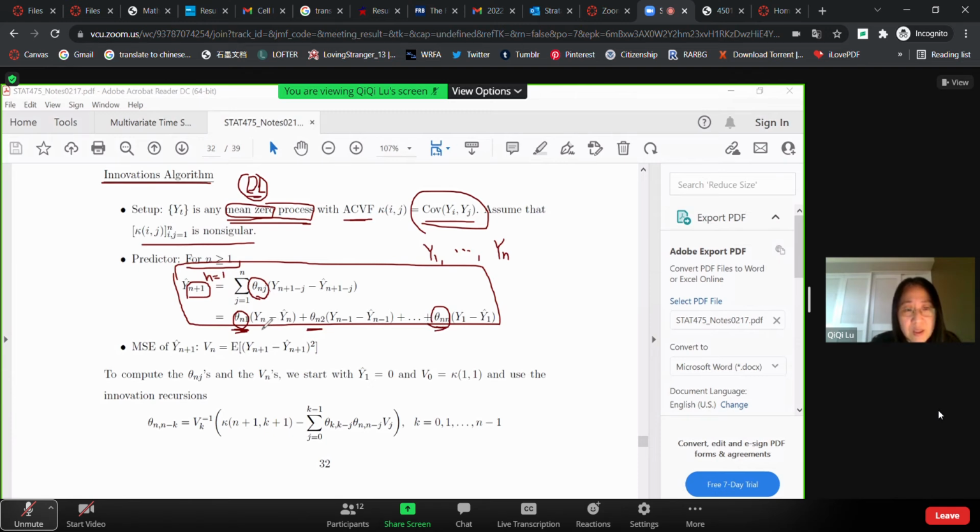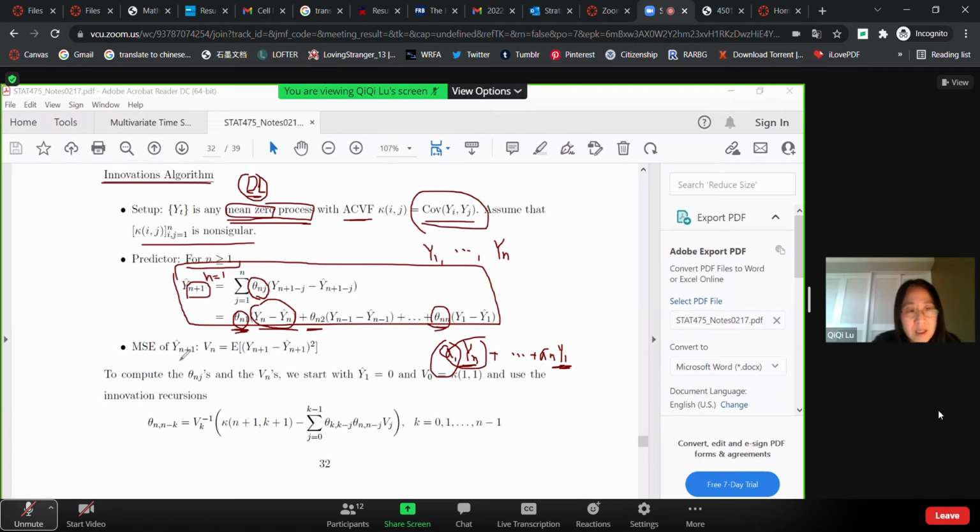In the DL algorithm, we have a coefficient for each data point. In the innovations algorithm, instead of using the original data, we use yn minus yn hat. This is called the innovation. That's why this algorithm is called the innovations algorithm.